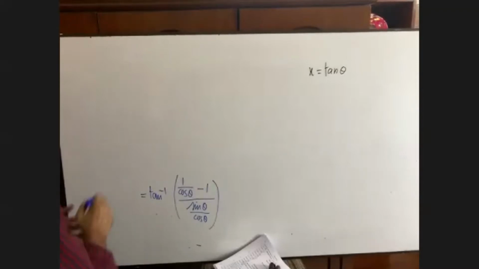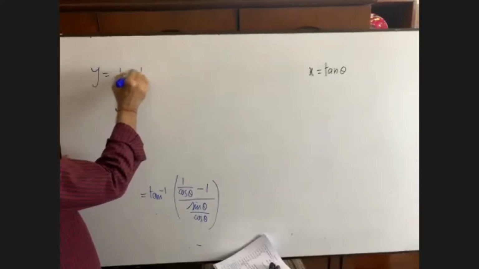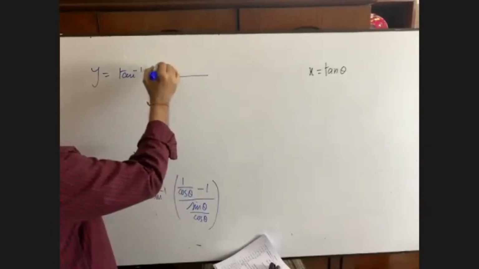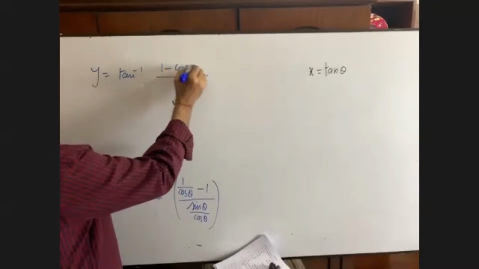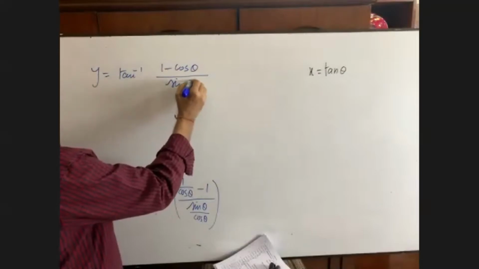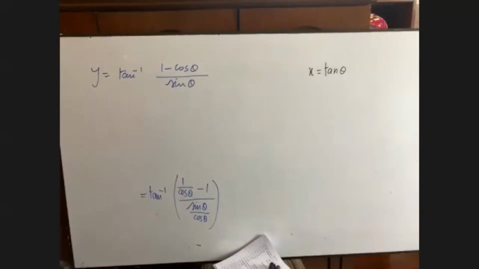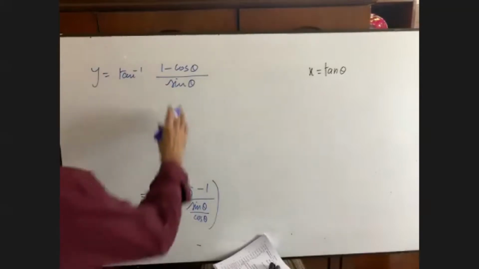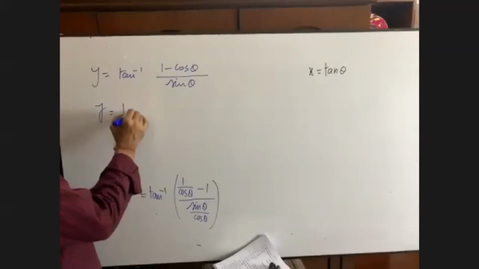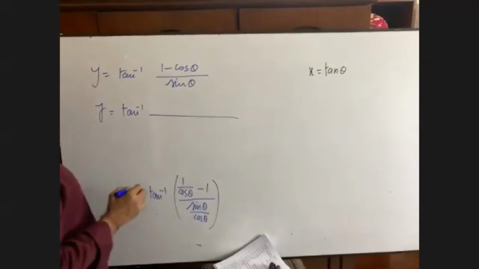Now you see y is equal to tan inverse (1 minus cos theta) by sin theta. You did a lot of maths on this part. What is the formula? You have forgotten that, I know. Not a matter. 1 minus cos 2 theta equals to what?